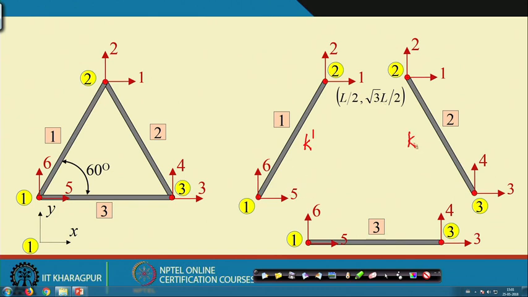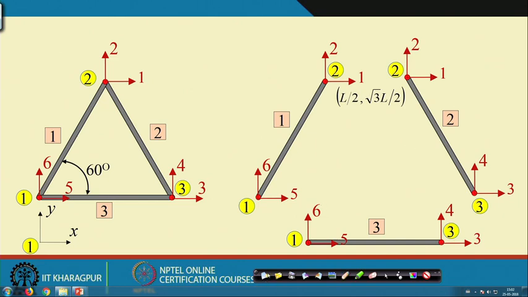Similarly, we get K 2 here, which is for member 2, which relates displacements U 1, U 2, U 3, U 4 with the forces P 1, P 2, P 3, P 4. Similarly, stiffness matrix K 3 that we get here relates forces P 3, P 4, P 5, P 6 with the displacements U 3, U 4, U 5 and U 6.